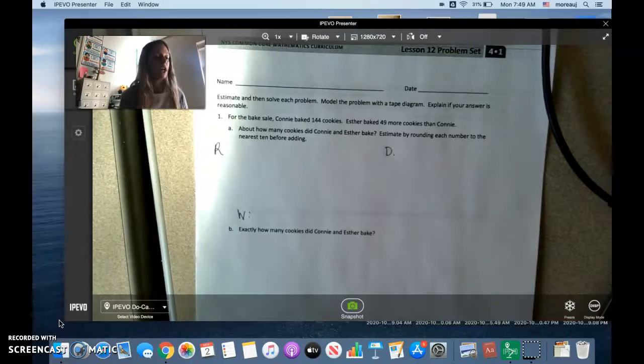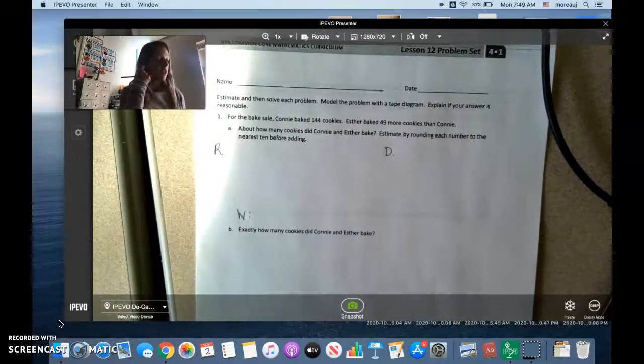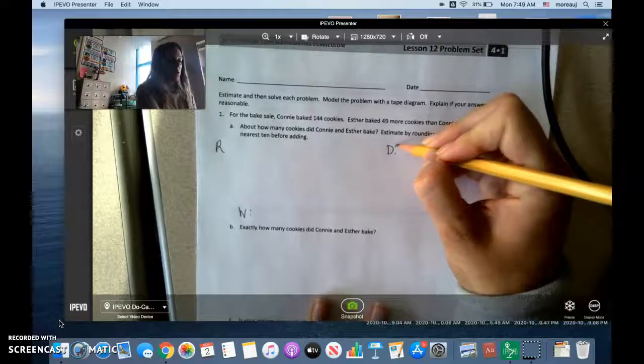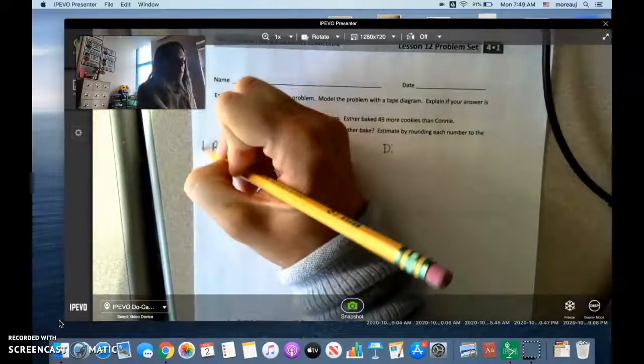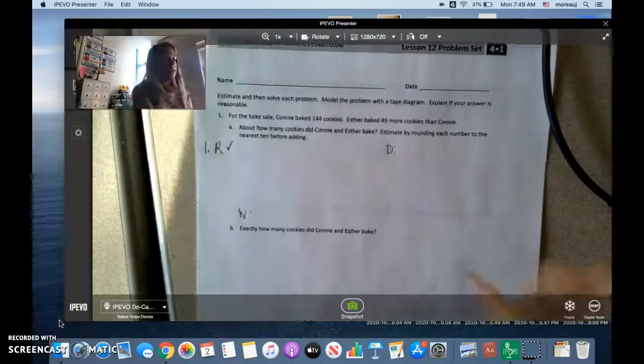Okay, so I'm picturing even more cookies from Esther's point of view. About how many cookies did Connie and Esther bake? Estimate by rounding each number to the nearest 10 before adding. Okay, so I know that I want to keep things organized, and so I'm going to number this. 1, read, and I'll read again because I want it fresh in my mind.